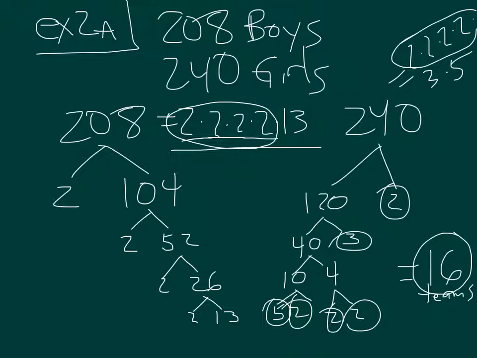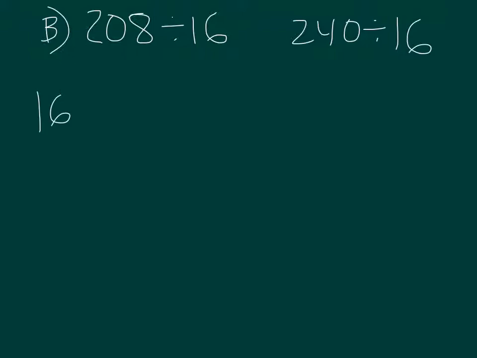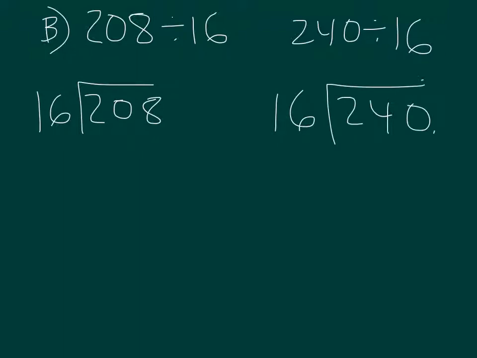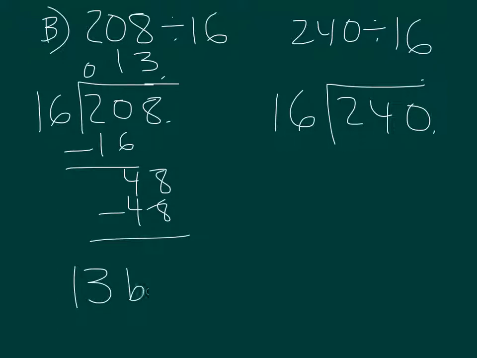Alright, letter B in that same problem wants you to find how many girls and boys will be on each team. So since there's 16 teams, all you're doing is taking 208 divided by 16 and 240 divided by 16. So let's do that, showing work. 16 doesn't go into 2, it doesn't go into 20 once, and then 16 goes into 48 3 times exactly. So there'd be 13 boys on each team.